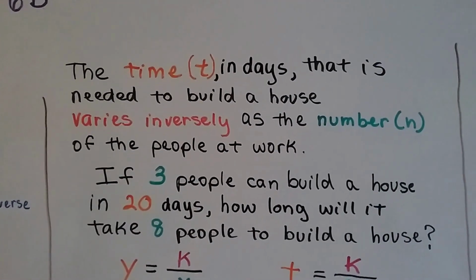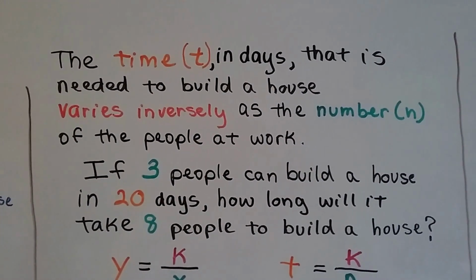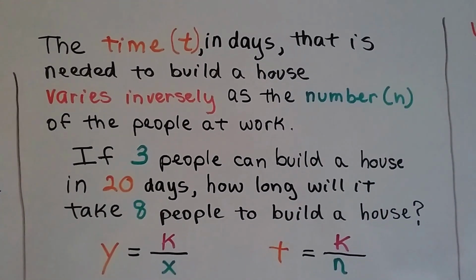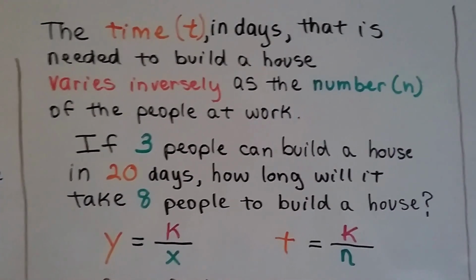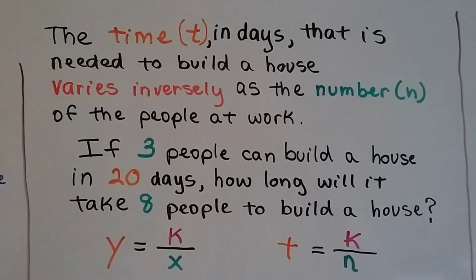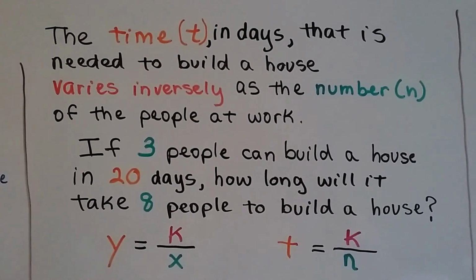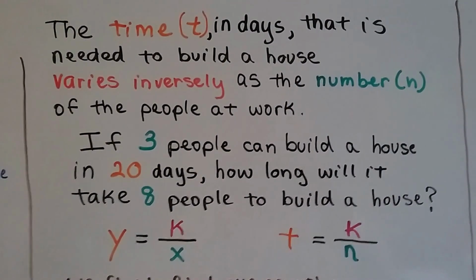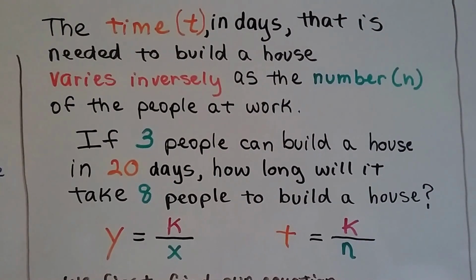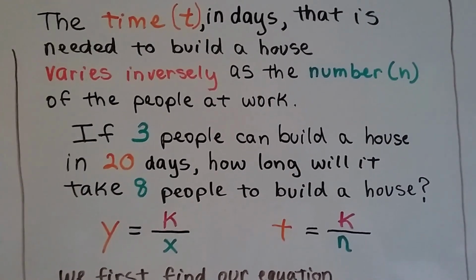The time in days, that's going to be t in days, that is needed to build a house varies inversely as the number n of the people at work. So what it's saying is the amount of time it's going to take in days is directly affected by how many people are doing the job. If three people can build a house in 20 days, how long is it going to take eight people to build a house? So now I've got more people.